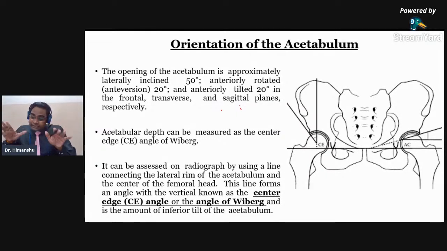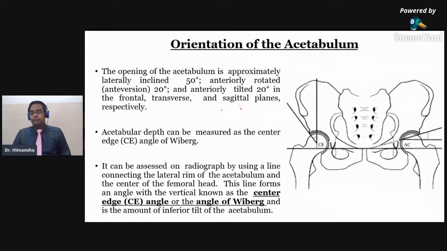And it is also anteriorly tilted, so as to face the superiorly lying head of the femur, or to articulate well with the superiorly and posteriorly oriented head of the femur. So it is anteriorly tilted to 20 degrees. The deviations are in the frontal, transverse and sagittal planes respectively. So the frontal plane deviation is 50 degrees. The transverse and sagittal plane deviations are 20 degrees. We will be talking about them in the very next slide.